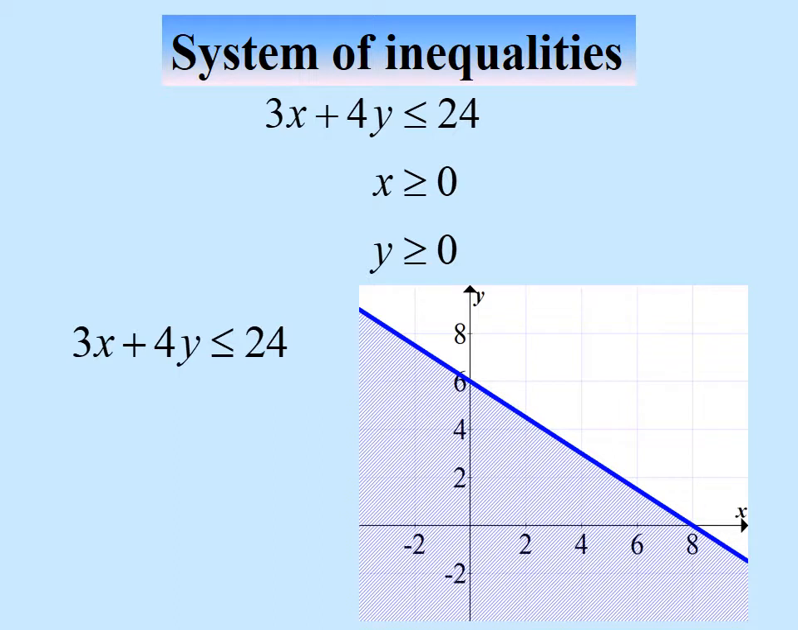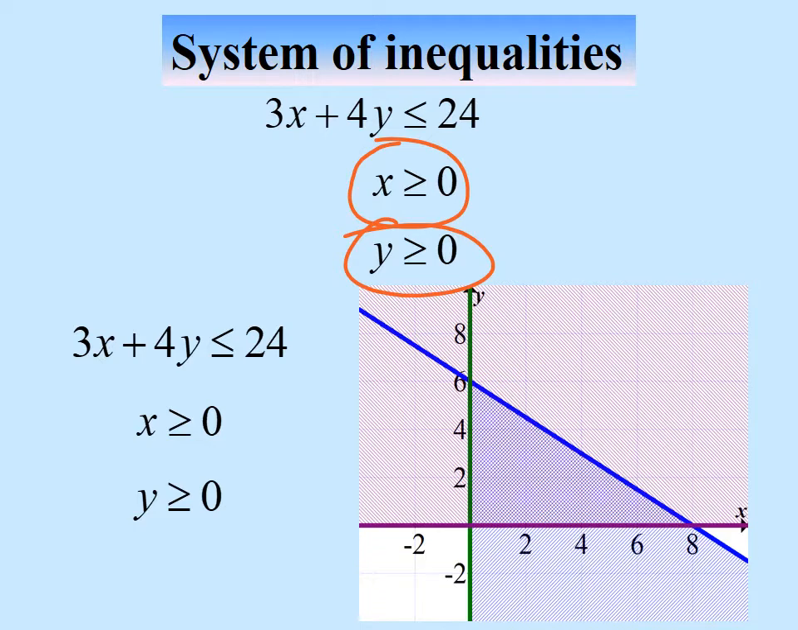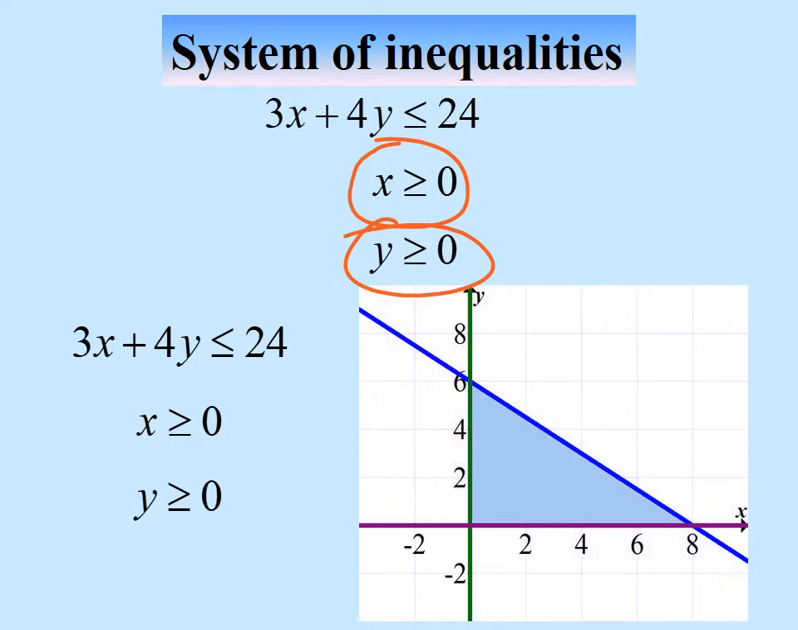Now the other two, x greater than or equal to 0, simply means the values to the right of the y-axis, and y greater than or equal to 0 means values up above the x-axis. So there would be the region. This is a bounded region because you can see there's lines on every side.